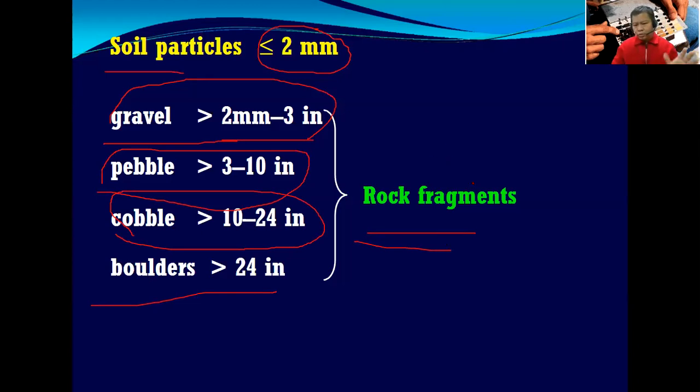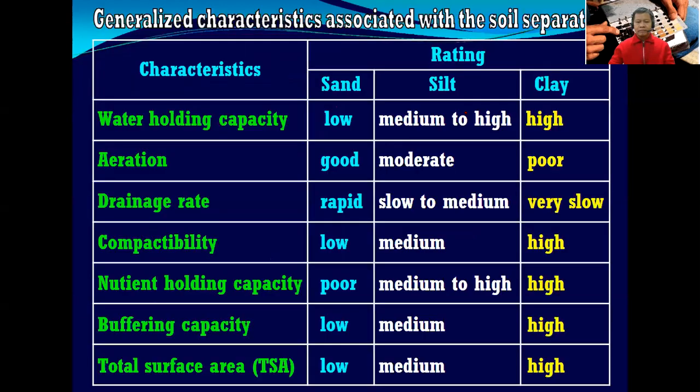So I want you to make it clear, take note: boulders, the big rocks, are more than 24 inches. Cobble is more than 10 to 24 inches. So please take note of this. During previous exams, the questions were which of these is called gravel, which of these is called boulders. So please try to memorize and familiarize yourself with that. Okay.